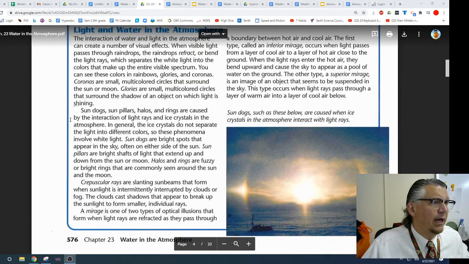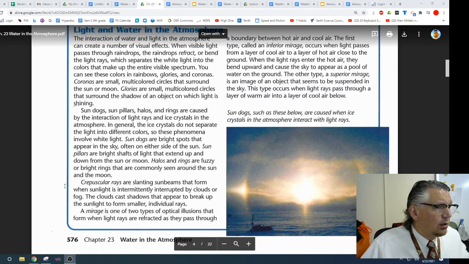Sundogs, sun pillars, halos, and rings are caused by the interactions of light rays and ice crystals in the atmosphere. In general, ice crystals do not separate the light into different colors, so these phenomena involve white light. Sundogs are bright spots that appear in the sky, often on either side of the sun. Sun pillars are bright shafts of light that extend up and down from the sun or moon. Halos and rings are fuzzy or bright rings that are commonly seen around the sun and the moon.